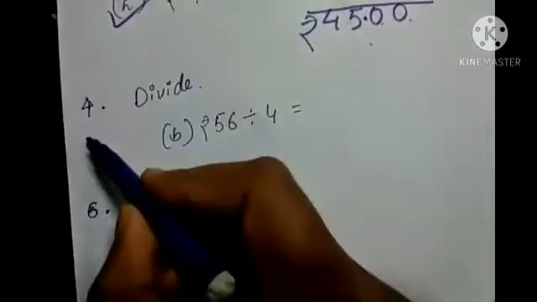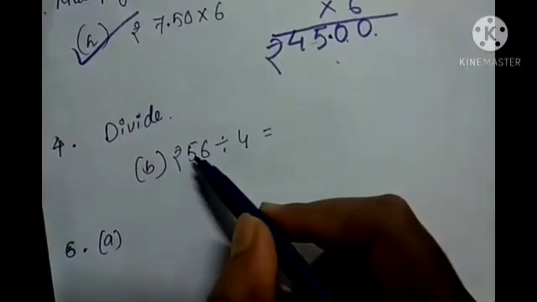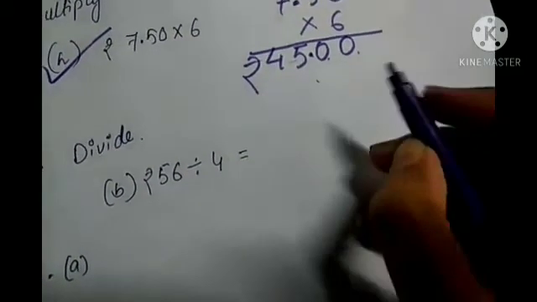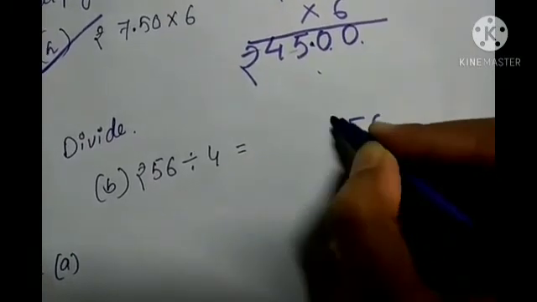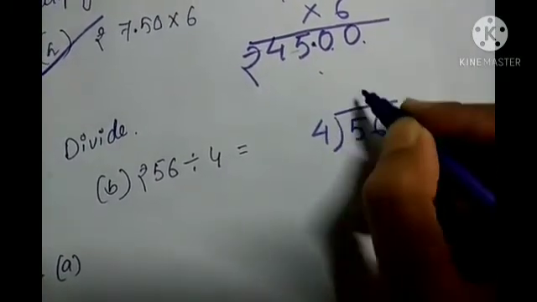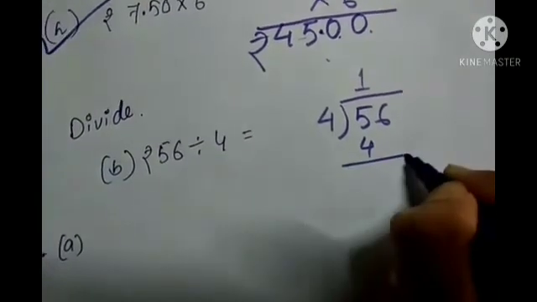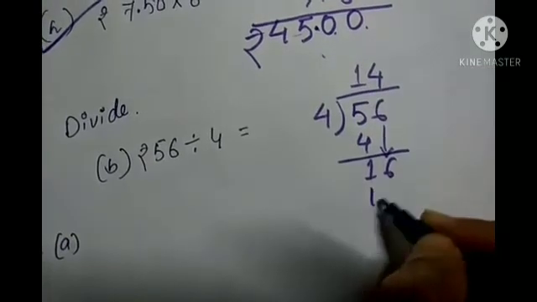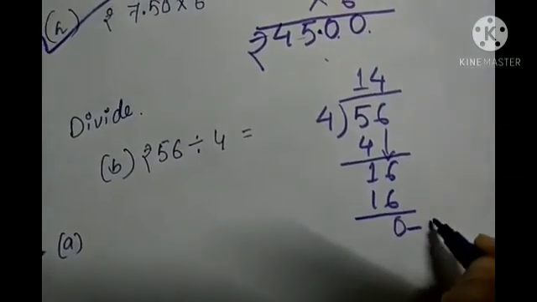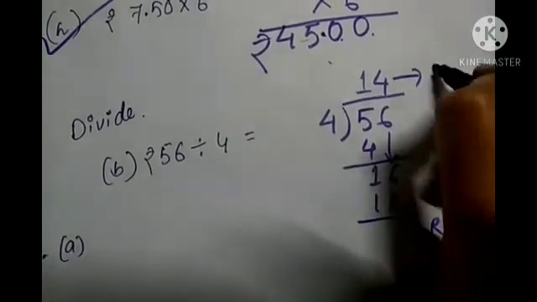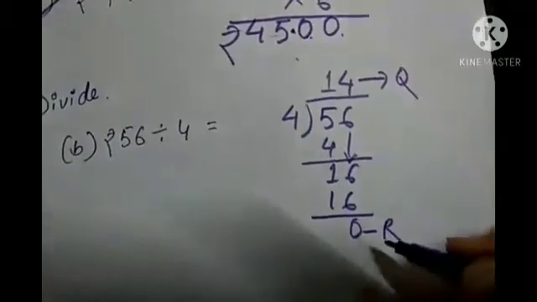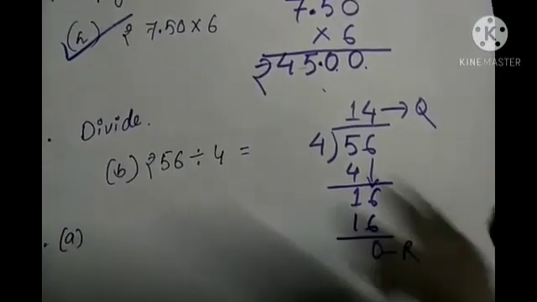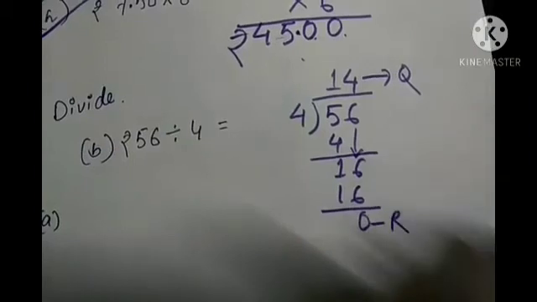Next, question number 4, divide. So rupees 56 divided by 4. How will you do this? Simple, you have to follow the division steps. With 4 we do 1 time 4. Now 1 comes here and this 6 comes here, and we know that 4 fours are 16. So the remainder is 0 and the quotient is 14. Okay, in this way you have to do it. Here also up to I is given.